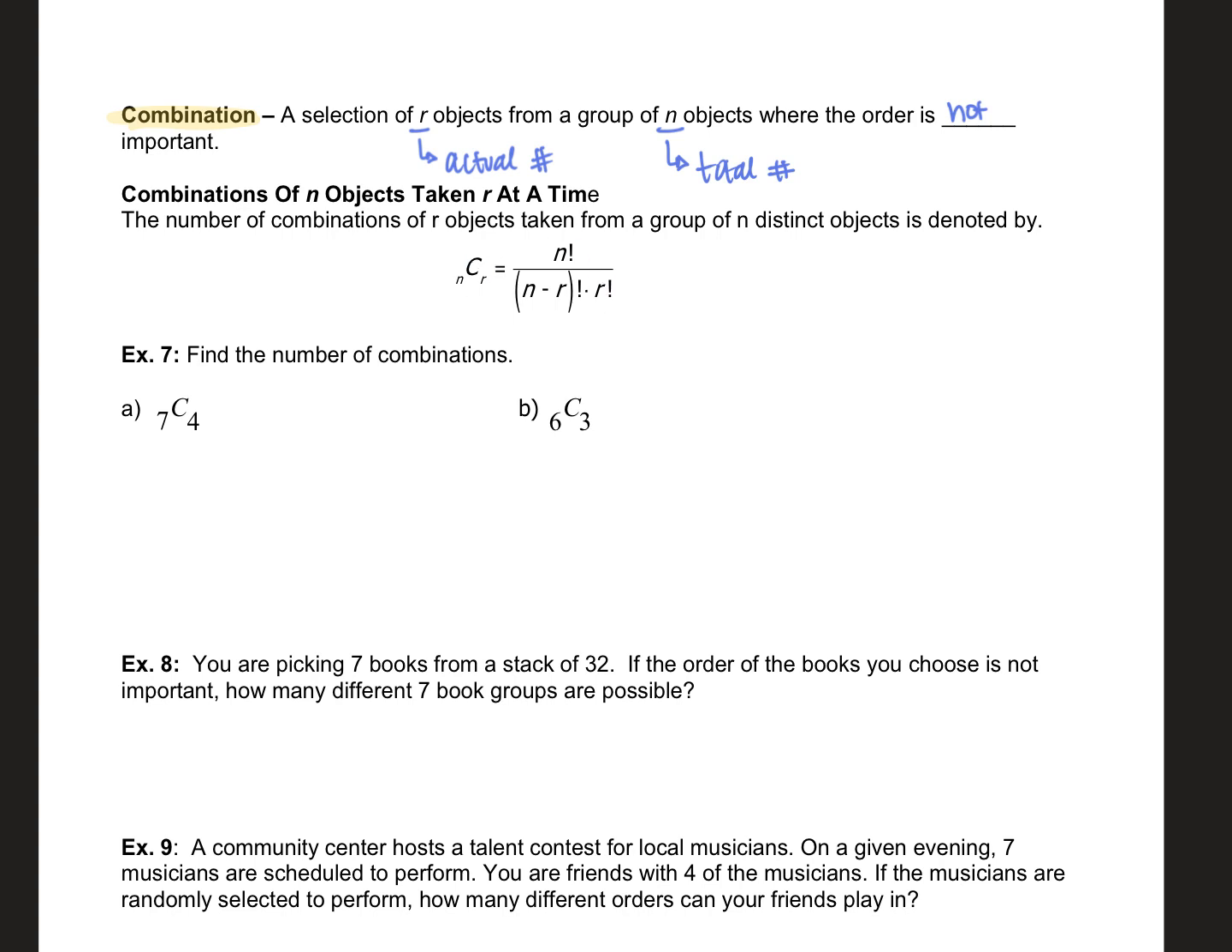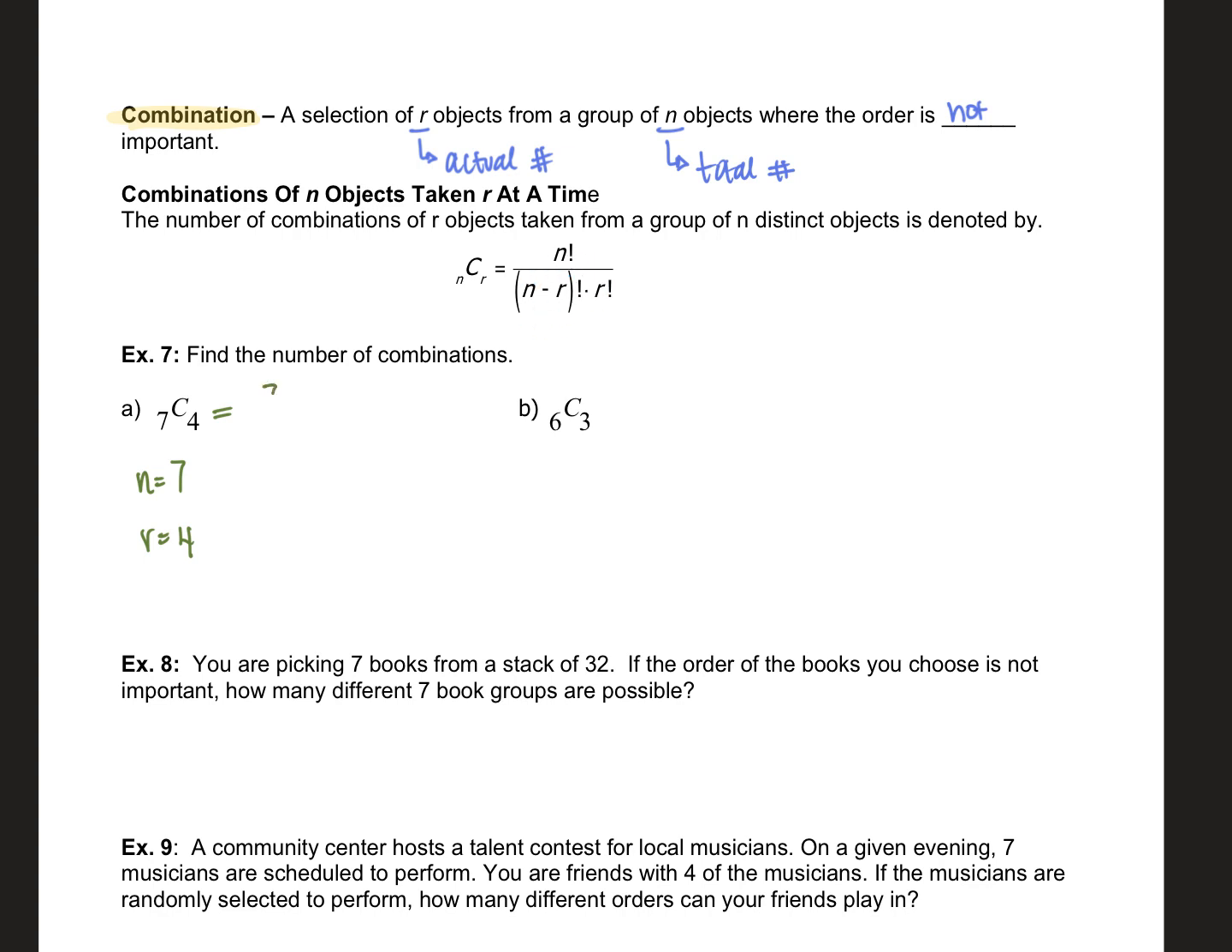So on example 7, they want us to find the number of combinations. Again, kind of like we did for permutations, let's identify our N and our R. Our N is going to be 7, our R is 4. Then I'm going to take those variables and substitute them where they belong in this formula.